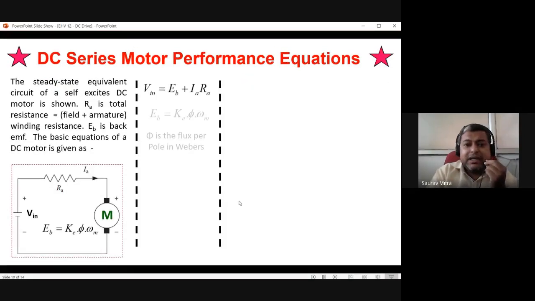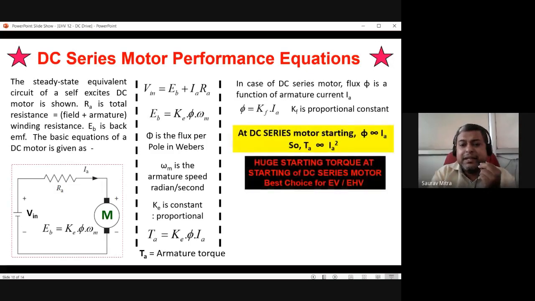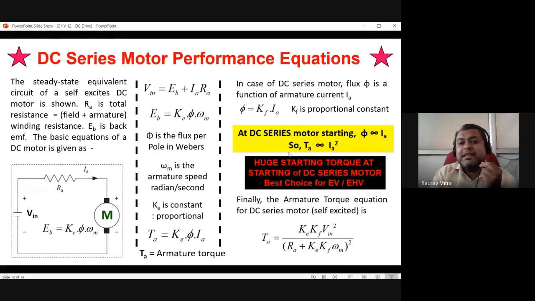The same thing, whatever was explained previously by my slides, in the book of Ehsani, the same thing is given in this form. So this is also an important slide, but already you know it. Let me explain it very fast. Here Ra is the added resistance of series, that is armature and field. Okay, Vin is the input supply voltage. Eb, back EMF, is a function of K, the proportional constant, phi and omega m. Phi is nothing but the flux which is produced, omega m is the speed of the motor.